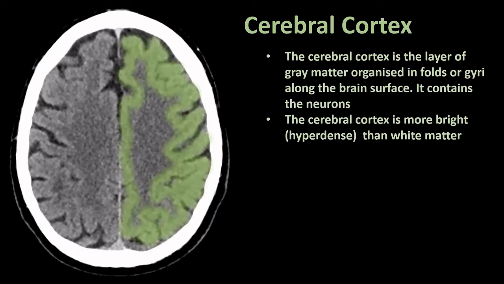Let's move on and let's now talk about the brain parenchyma. The brain parenchyma consists of two major components, gray matter and white matter. And when gray matter is located at the surface of the brain, we call it cerebral cortex.